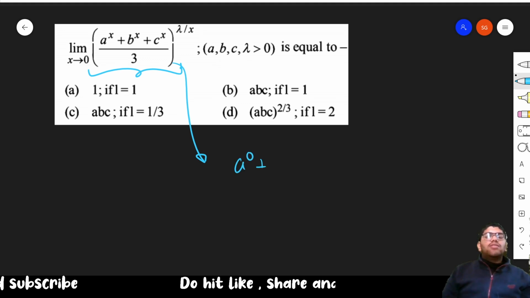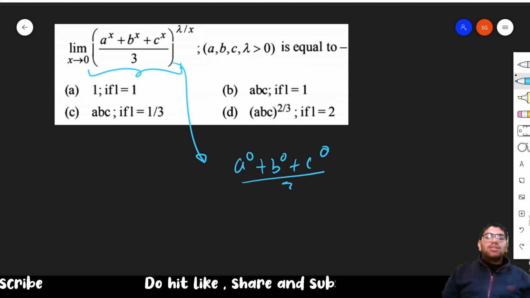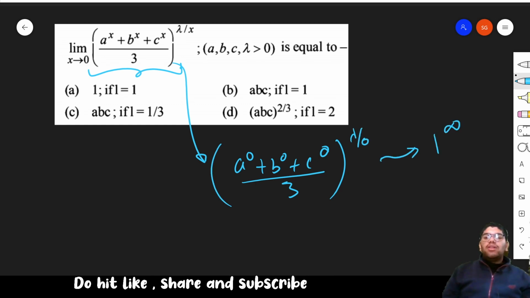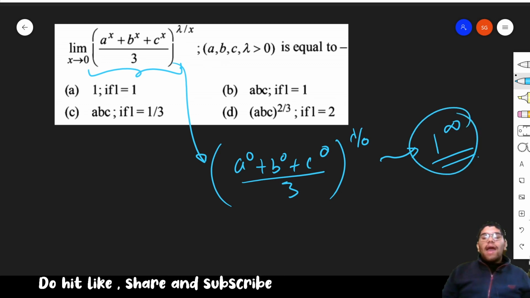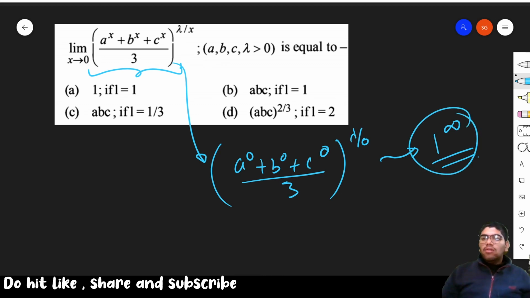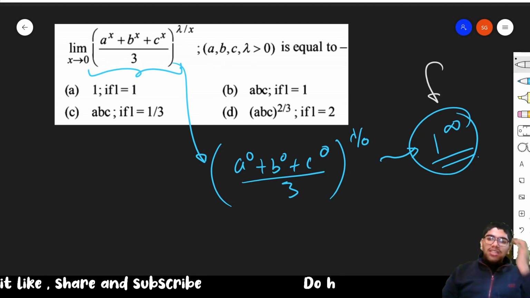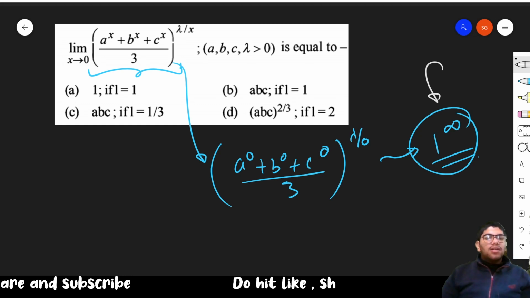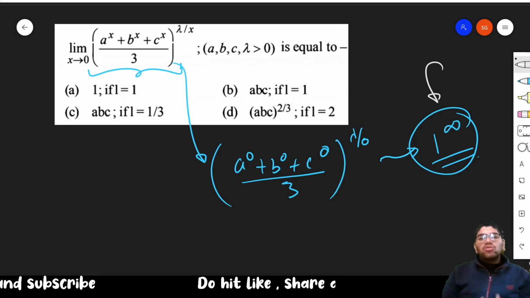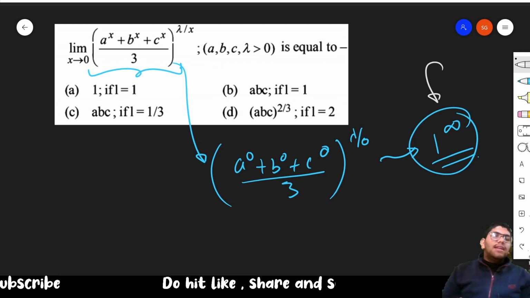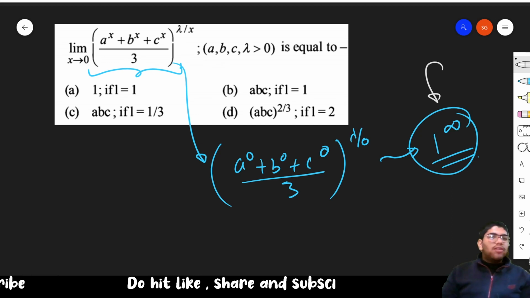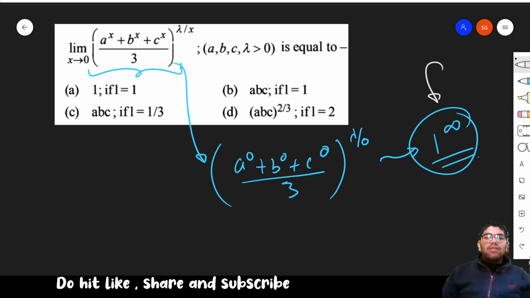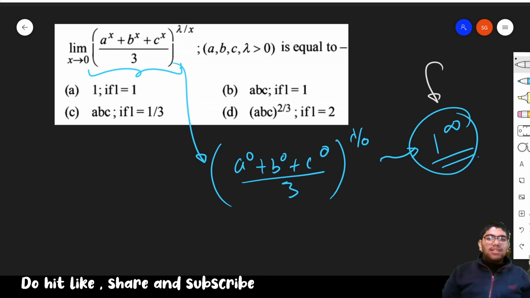So this is a raised to the power 0 plus b raised to the power 0 plus c raised to the power 0 upon 3, and this is lambda upon 0. So this actually is the form of 1 raised to the power infinity. So I'll go for the concept now, because 1 raised to power infinity is covered in some of the checklist videos, so you can definitely refer to that. But if someone has not studied it, I'll definitely solve this problem using the concept first, and then I'll apply the 1 power infinity rule as well. So I'll apply both methods. I'll prefer using the 1 power infinity method, but that will come at a later stage.